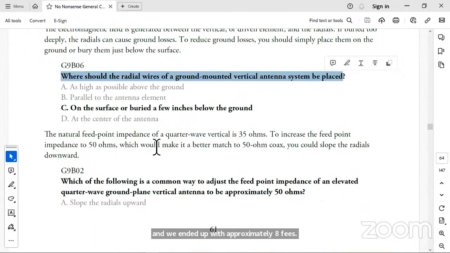Where should the radial wires of a ground-mounted vertical antenna system be placed? So we showed that it can be either buried a few inches below the ground or on the surface of the ground.